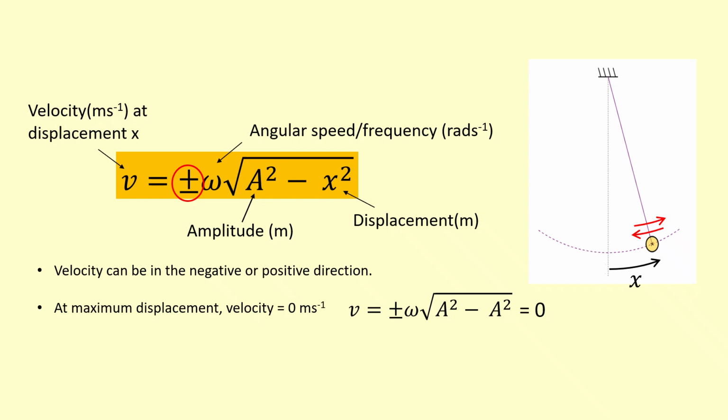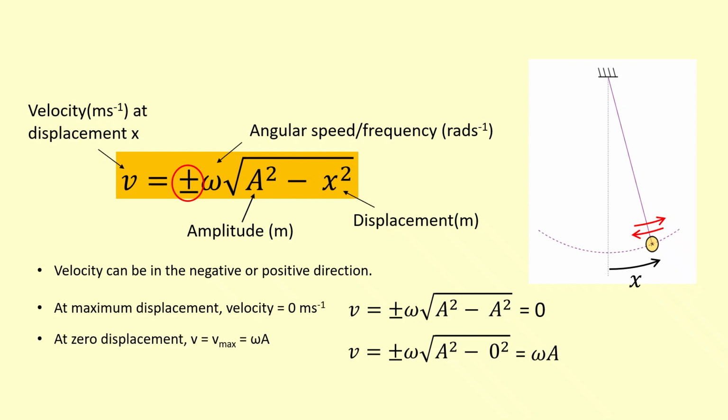And let's take the equilibrium, where the displacement is 0. So if we put x equals 0 instead of A, then we get omega times the square root of A squared, which is just A, capital A. So we get an equation for the maximum velocity, which is omega A.